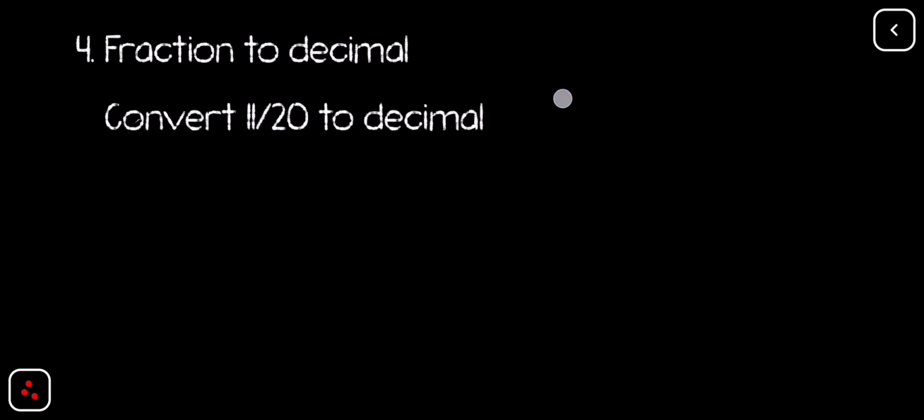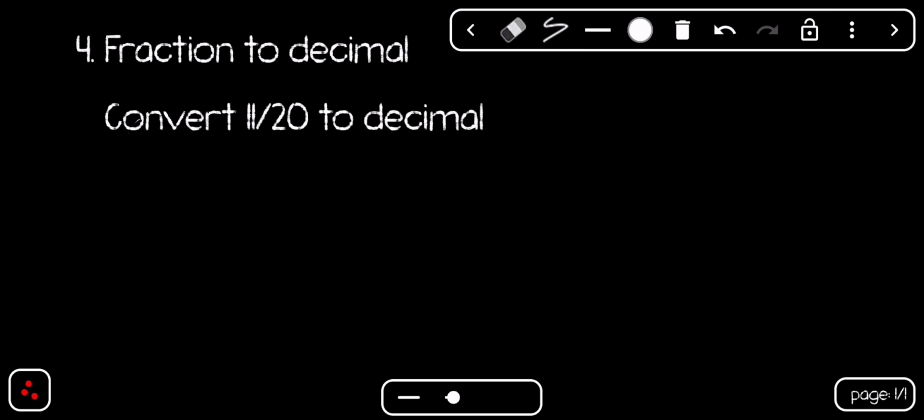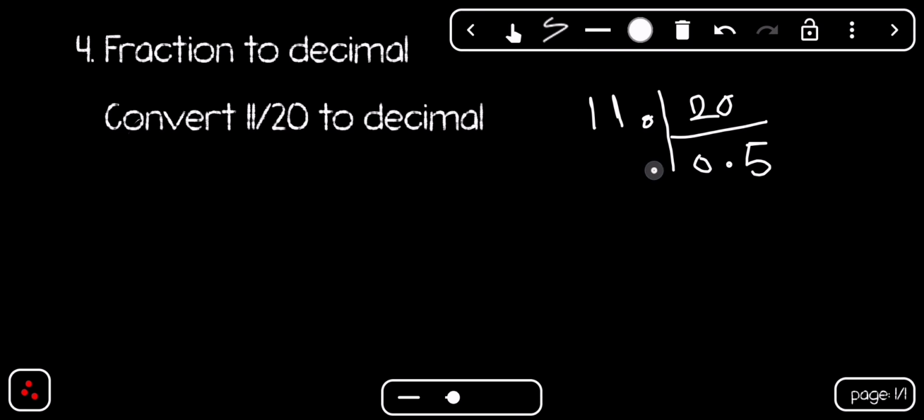So how can we solve this one? We have 11 by 20. So 11 can't be divided by 20. We will add a 0 point here and a 0 in here. Now we will think how many 2s we have in 11. We have 5. 5 times 2 is 10, and 5 times 0 is 0. So 110 minus 100: 0 minus 0 is 0, 1 minus 0 is 1, and 1 minus 1 is 0.